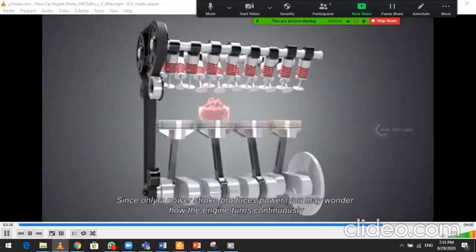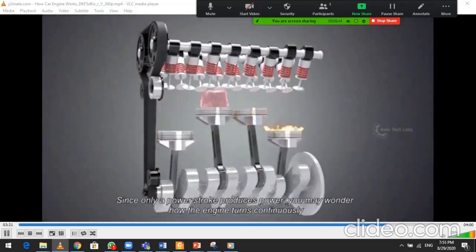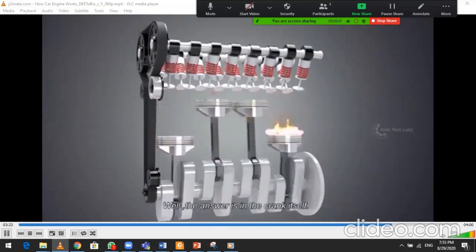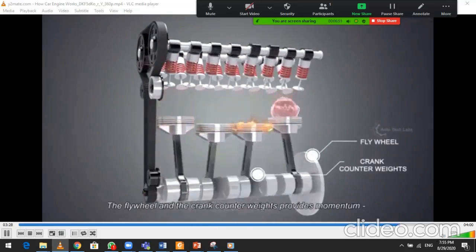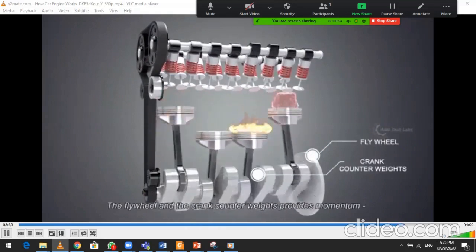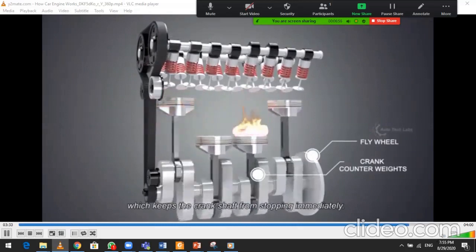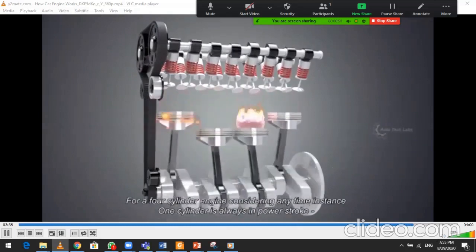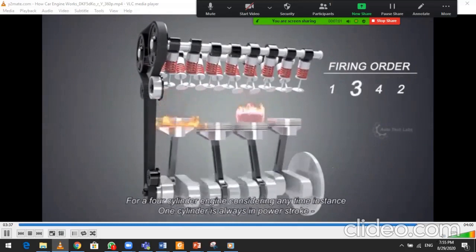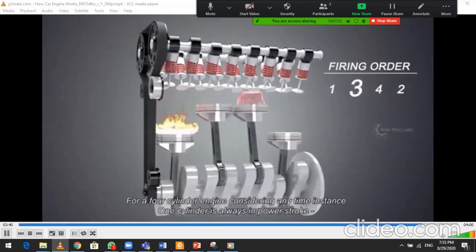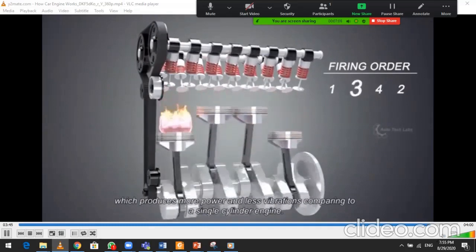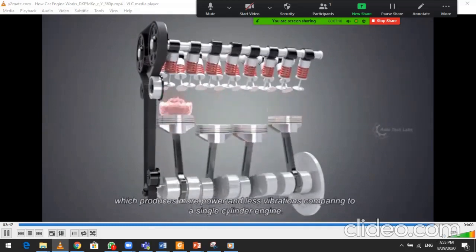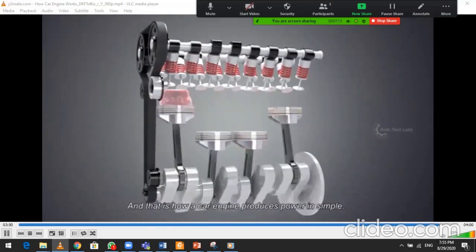Since only the power stroke produces power, you may wonder how the engine turns continuously. Well, the answer is in the crank itself. The flywheel and the crank counterweights provide momentum, which keeps the crankshaft from stopping immediately. For a 4-cylinder engine, considering any time instance, one cylinder is always in the power stroke, which produces more power and less vibration compared to a single-cylinder engine. And that is how a car engine produces power in simple terms.